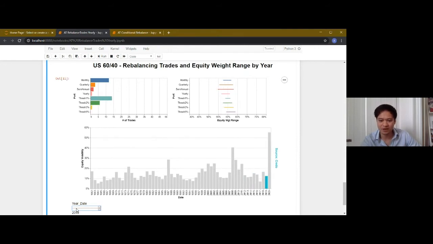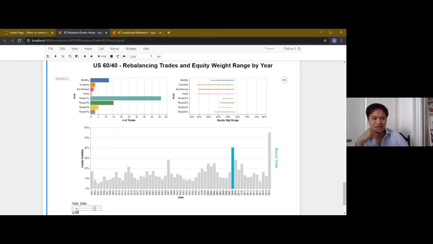So if I just go back to 2008 as an example, what we see here is obviously a period of very high equity volatility. If you start in the top left, the number of trades that the threshold rebalancing strategies had to go through was extremely high. By definition, periodic rebalancing has a fixed number of trades every year. So this is one difference: with periodic rebalancing, you know the number of trades you're going to be doing, whereas with threshold rebalancing, it's more dependent on the environment. And in 2008, a 1% threshold rebalancing strategy had to trade 46 times during that year.